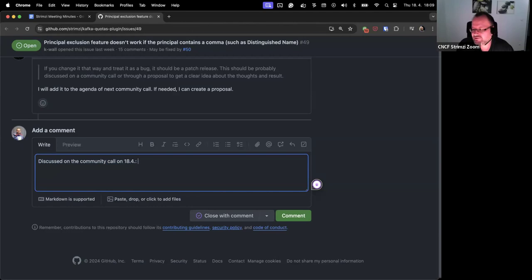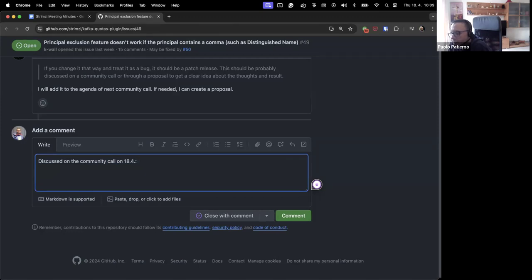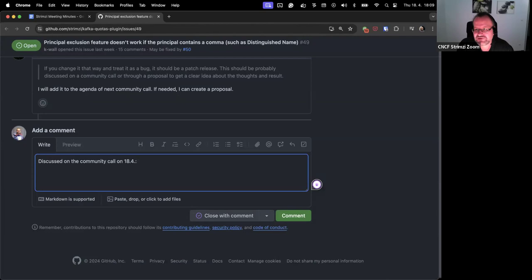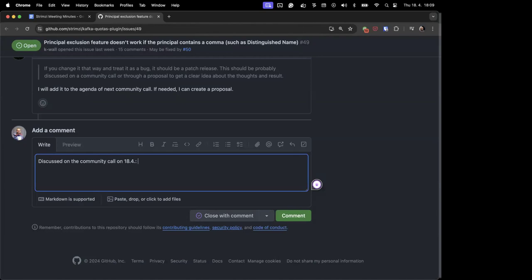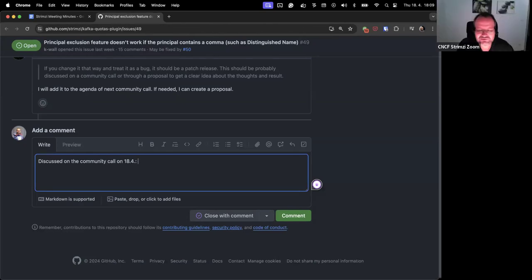Does anyone else have any opinions? Paolo? No, yes, I am for treating it as a bug. Of course, having a way to specify the separator would be useful. So yeah, I'm with this option, to be honest. Wait, so which one? Treating it as a bug and changing the separator, or making the separator configurable? Treating it as a bug and changing, yeah. Lukasz, does it work for you? I guess it does. I have already the PR up there. Does anyone else have any thoughts on it?